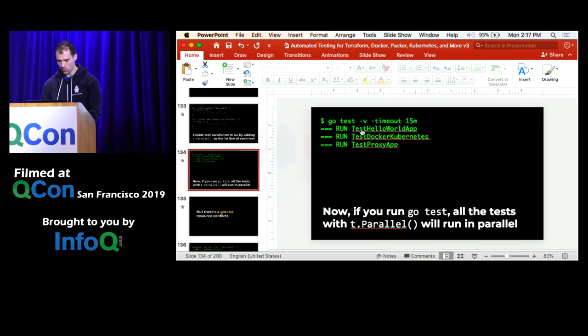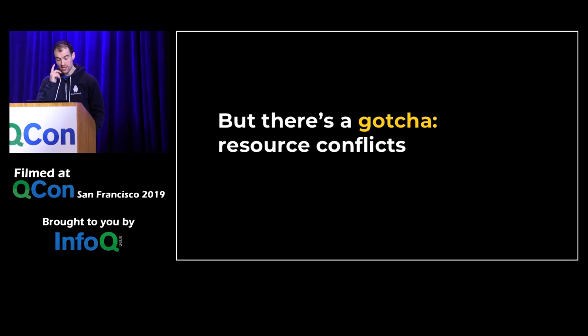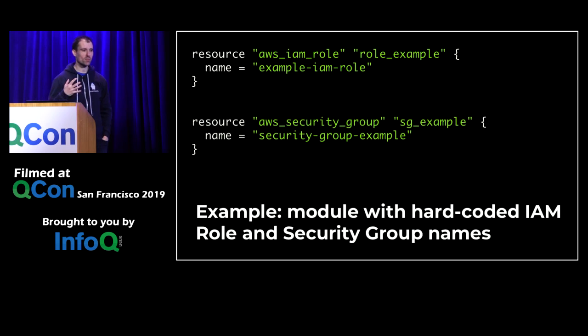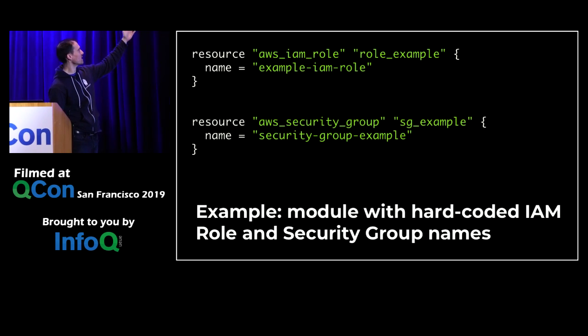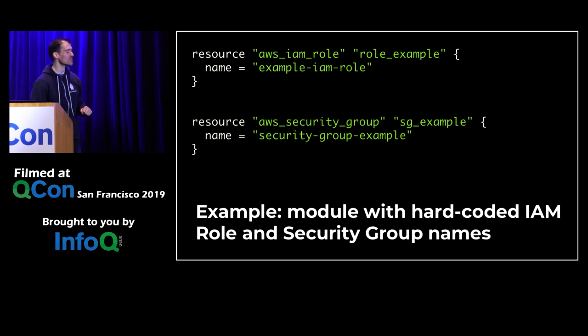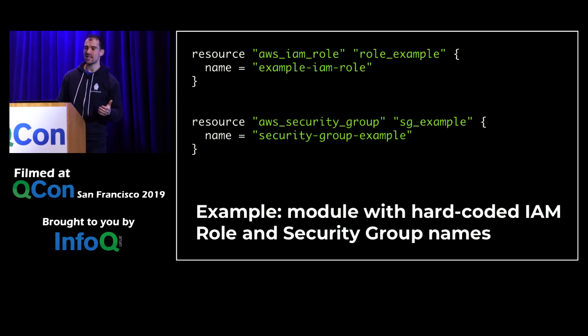There is one gotcha, though, which is you could run into resource conflicts if you're not thoughtful about this. So here's what I mean by that. Your modules, whatever it is that you're testing, your infrastructure code, is creating resources. So for example, here we're creating an IAM role and a security group in AWS. And those resources might have names.